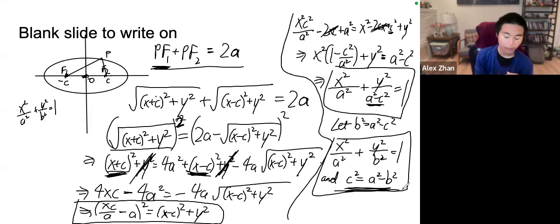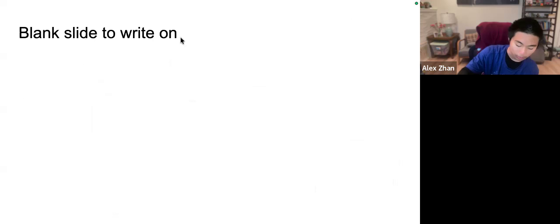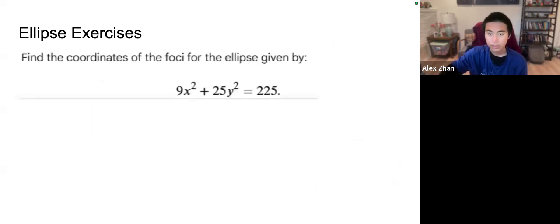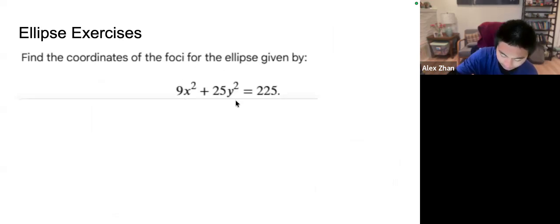This is for the case when the foci are on the horizontal axis. If they're on the vertical axis, you get something similar. If there are no questions, then we will move on to the next slide. Ken will show you how we'll be going through a simple ellipse exercise here.